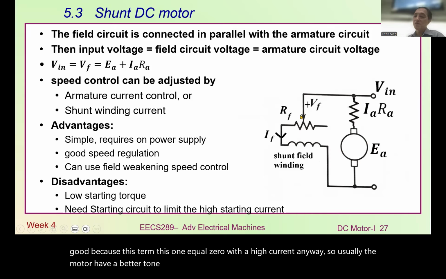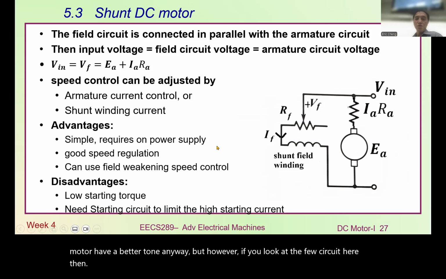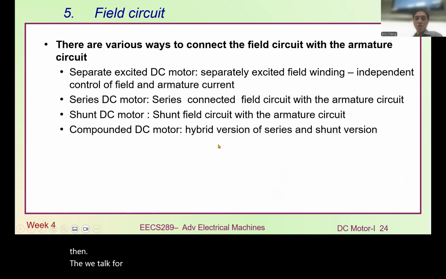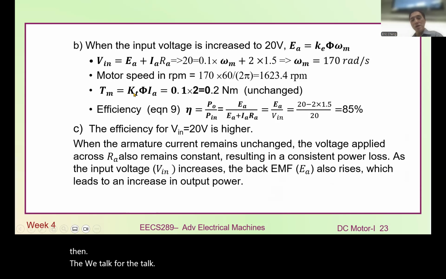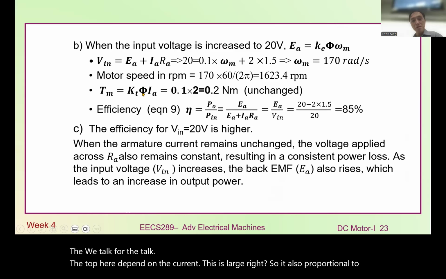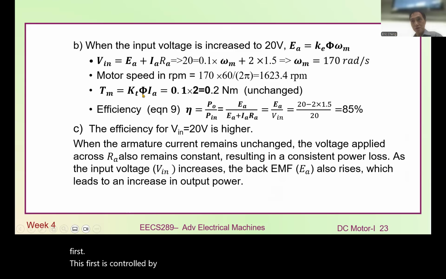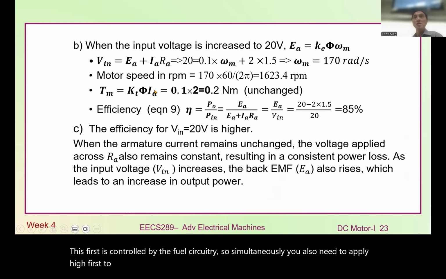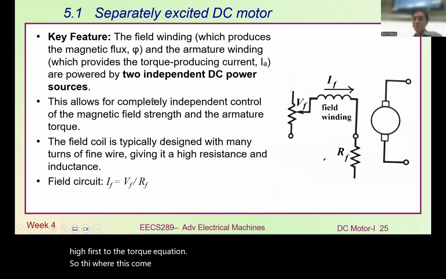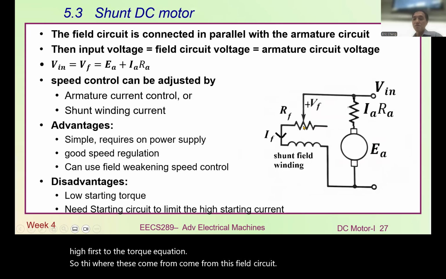However, if you look at the field circuit here, the torque depends on the current. This is large, right? So the torque is also proportional to the flux. This flux is controlled by the field circuitry. So simultaneously, you also need to apply high flux to the torque equation. So where does this come from? It comes from the field circuit, which comes from here, right?